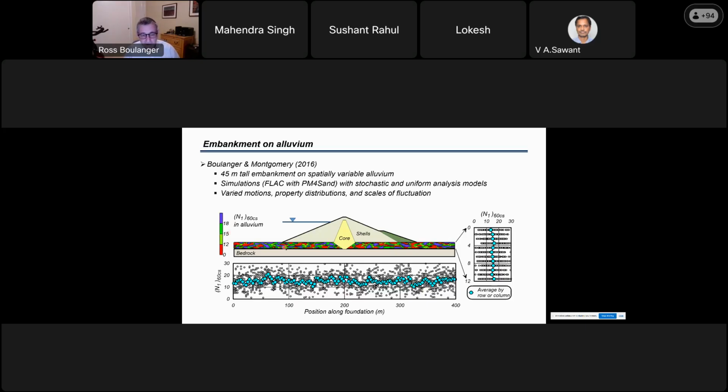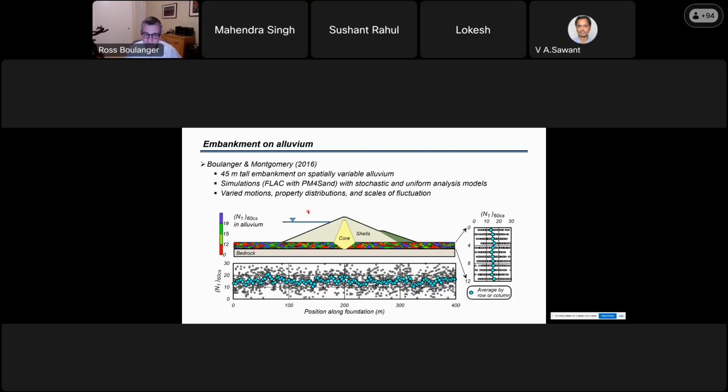Now, if you take all this stochastic variability in the foundation, every element in the FLAC model is assigned one of these gray dots. So these are the individual blow counts for different elements. And you can say they go from single digits up to 30. So it's a big range. The cyan dot is the average at any one elevation. And in fact, for this distribution, the overall average is 15. The horizontal plot is the same thing, except for now the averages are in vertical columns. And you can see the average is about 15 in any one column along the length of the embankment.